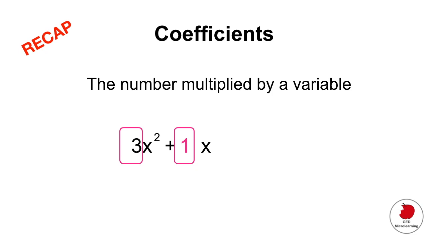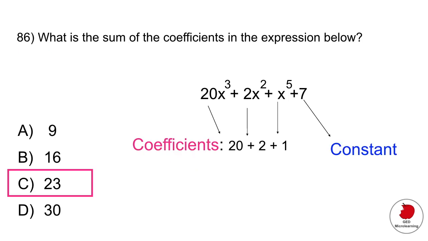Okay, but don't forget that if you just have an x, you also have a coefficient there, which would be 1. So if we go back to our expression, in this case, you have 3 coefficients, right? We have 20 in front of the x, the 2 in front of the x, and then the 1 in front of the x. So you would add all of those together, and that would give you the coefficients. The number 7 is not a coefficient, it is a constant.